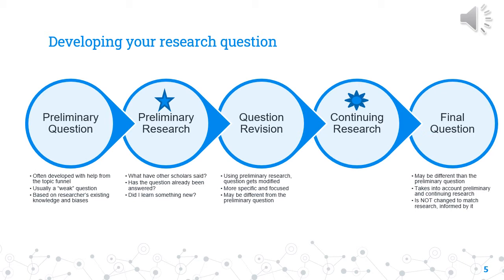This revised question then informs the continuing research. This continuing research can be looking at further document sources. It also may be the actual experimentation and research process itself. You can continue to do the topic funneling process in the continuing research. You may also revise your question multiple times through this continuing research process.